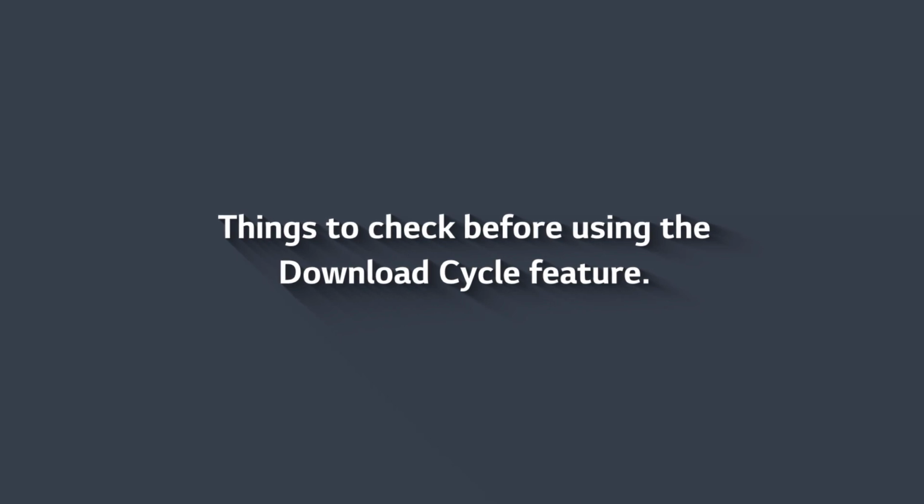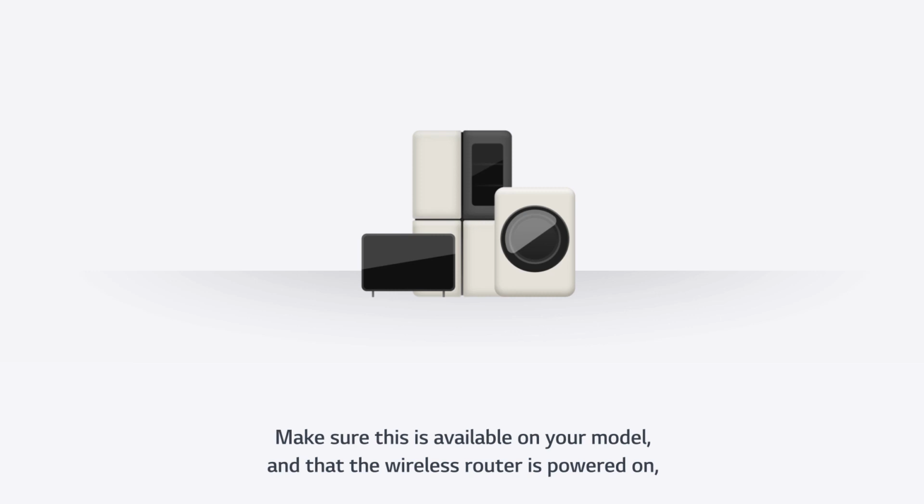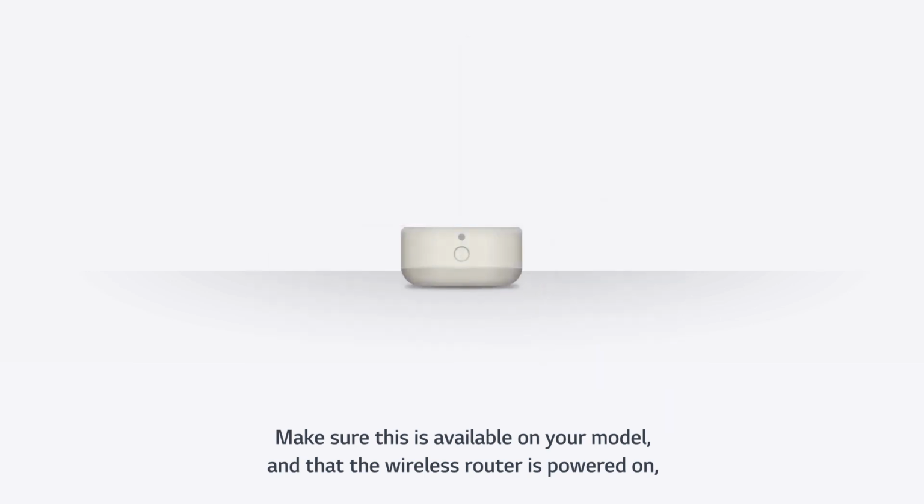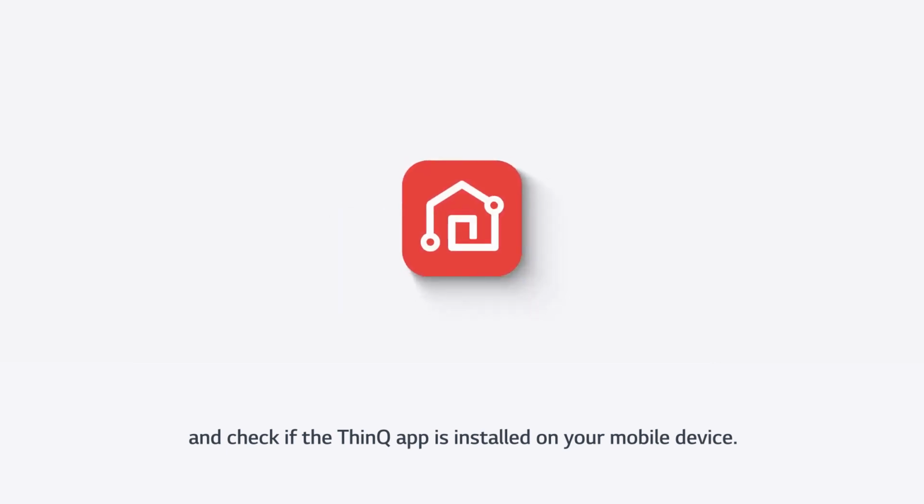Things to check before using the Download Cycle feature. Make sure this is available on your model and that the wireless router is powered on. And check if the ThinQ app is installed on your mobile device.